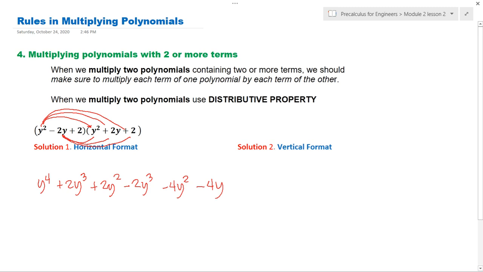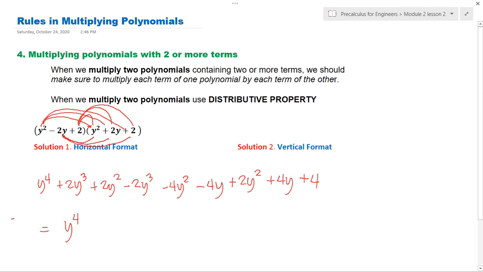Then, jump to the last term, which is 2. So 2 times y squared, you have positive 2y squared. 2 times 2y, you have positive 4y. 2 times 2 is equals to 4. Then, combine same terms. Since we only have y to the fourth, you can write it directly. So that is equal to y to the fourth.